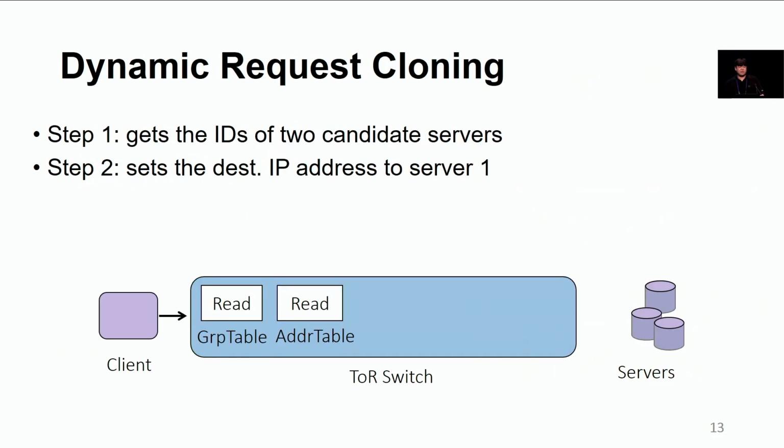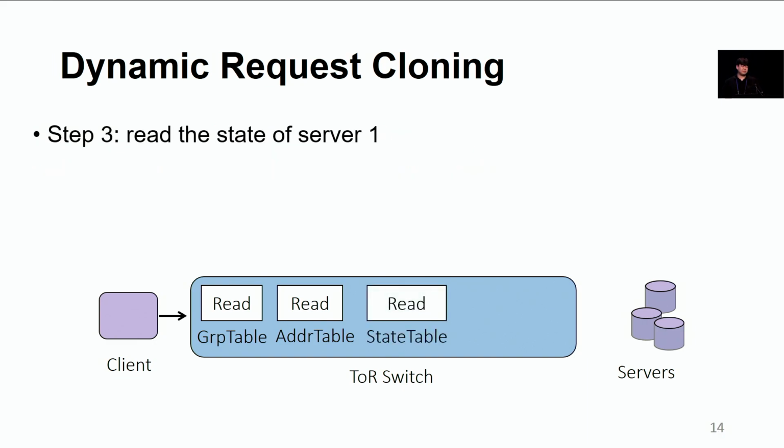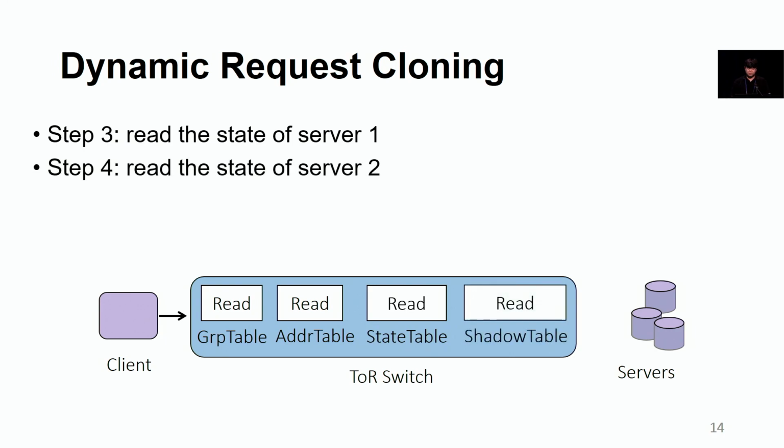Now I will explain how the switch handles requests. Upon receiving a request, the switch picks two candidate servers, say server 1 and server 2, and updates the destination IP address to server 1. Next, the switch checks the states of server 1 and server 2 sequentially. Here we use the shadow table, or copy of the state table. The reason we use the shadow table is that in the current PISA architecture, we cannot access the same register within a single path.